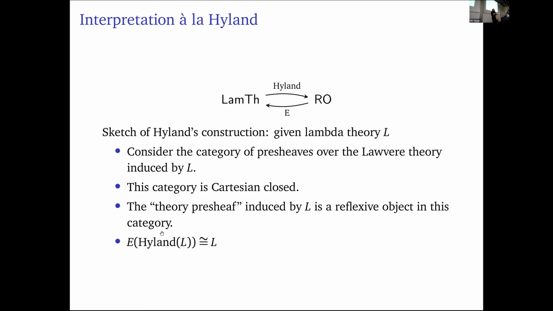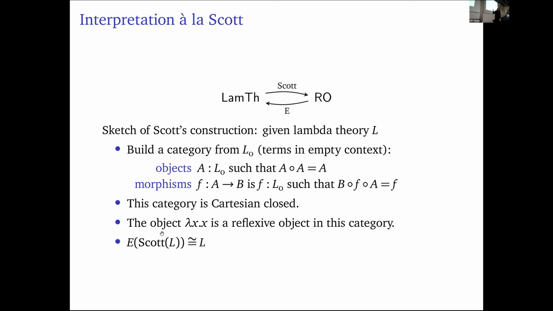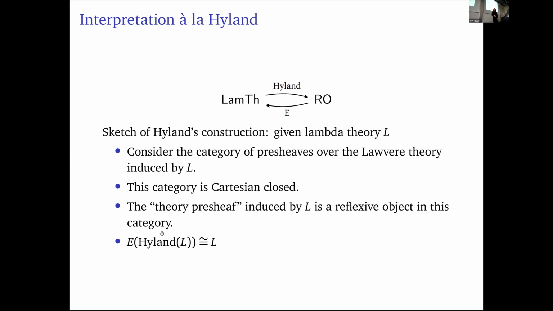What I want to point out here, the details are not important, is that this here is a very syntactic construction given by Scott, playing around with lambda terms essentially. And this is a very semantic construction. Our goal was to relate these somehow. Hyland in his paper does not say much about, or anything really, about how his construction relates to the construction by Scott.